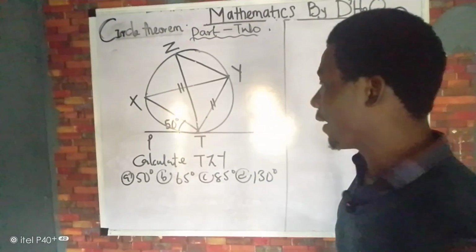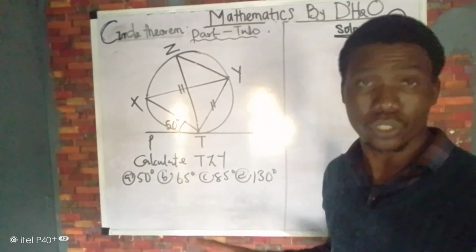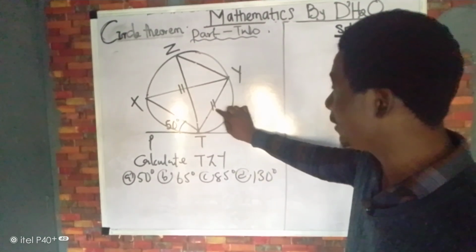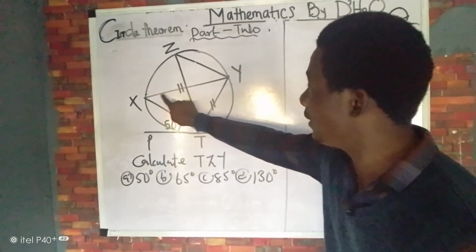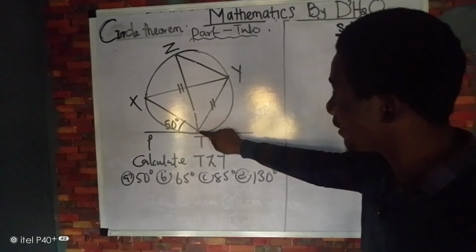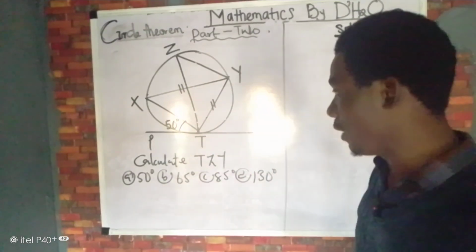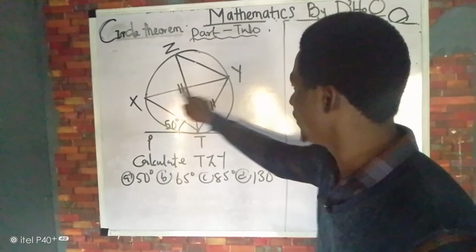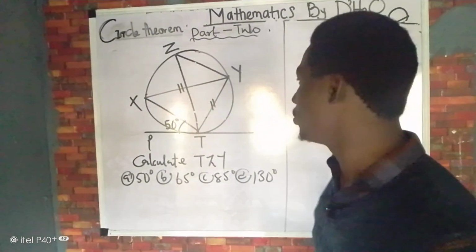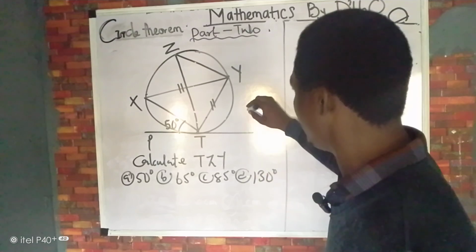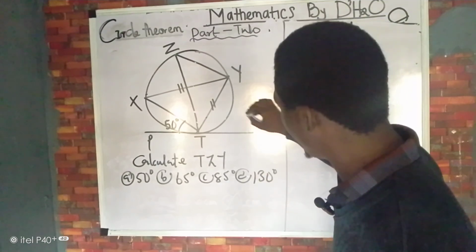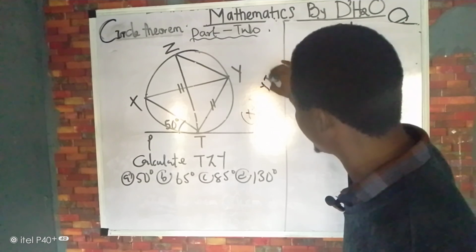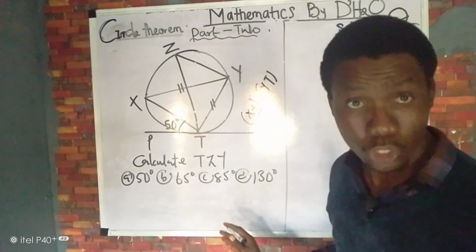The question, if you look at the diagram, you see that we have an isosceles triangle here. Why did I say so? Take a look at this double line, this double stroke. It signifies that the length here and the length here are equal in value. Take note of that. So permit me to say that our XY is equal to our YT. Take note, they are equal to each other.